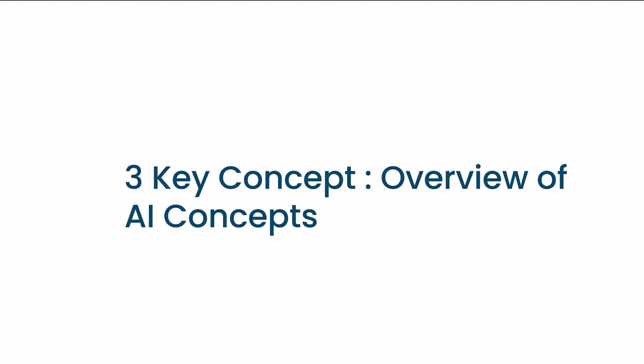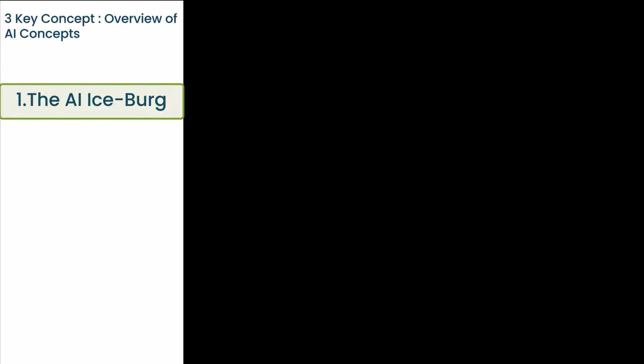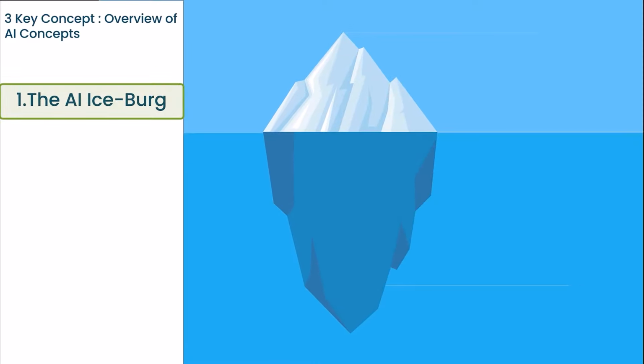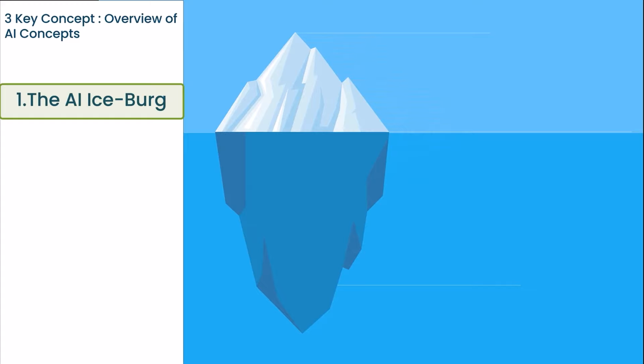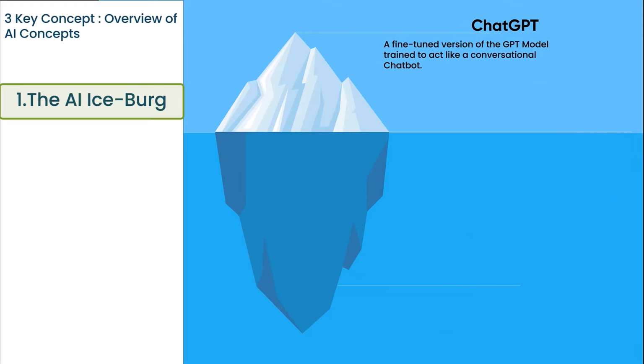Overview of AI concepts. First is the AI iceberg. Okay, picture an iceberg floating in the ocean. What you see above the water is just a small part, the tip. The real bulk lies hidden beneath the surface. AI works the same way. At the top of the iceberg, we have tools like ChatGPT, self-driving cars, or image generators. These are the cool, shiny applications we interact with daily. They're super impressive, but they're just the surface.